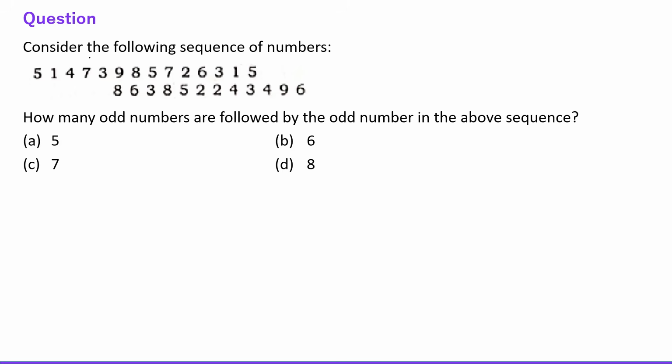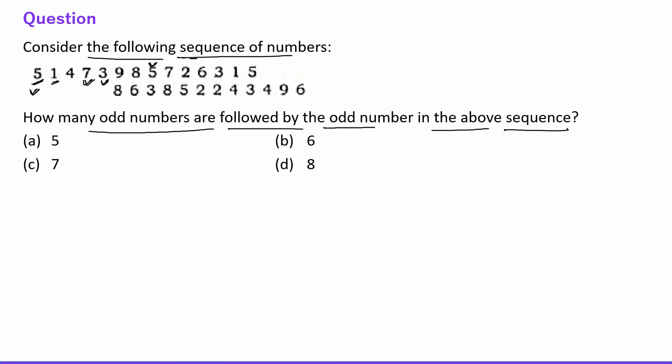Next question is saying, consider the following sequence of numbers. This sequence is given. The question is, how many odd numbers are followed by odd numbers in the above sequence? So here 5 is an odd number, and 5 is followed by 1. Yes, 5 will be taken as an answer. 1 won't be taken as an answer. 7 is taken as an answer. 3 will be taken as an answer. Then 5 is satisfying the condition.